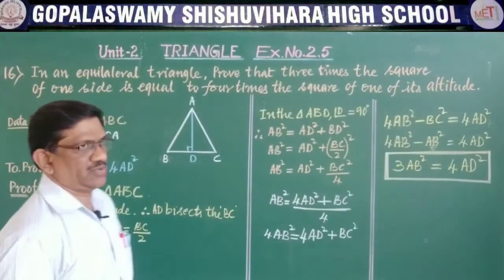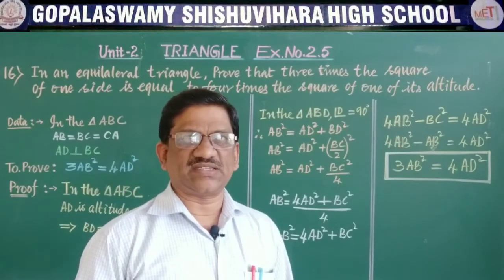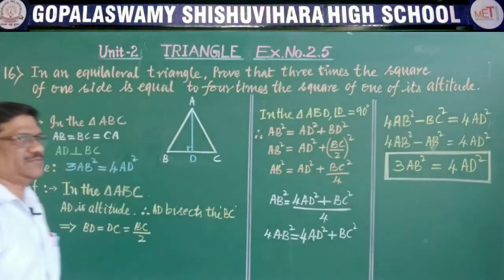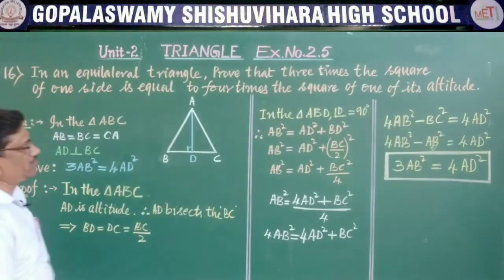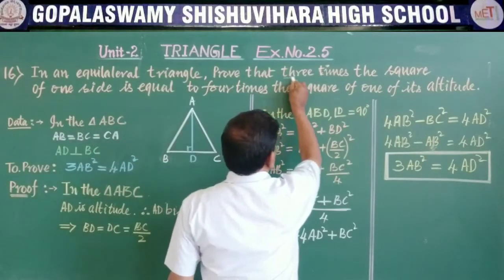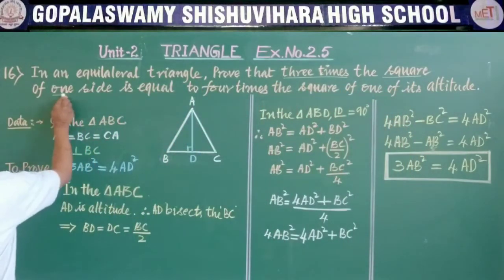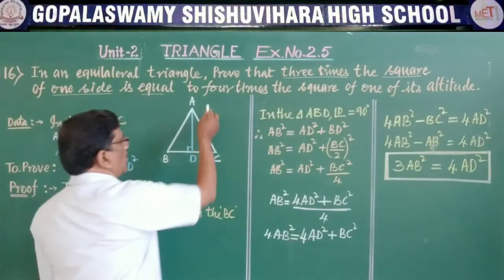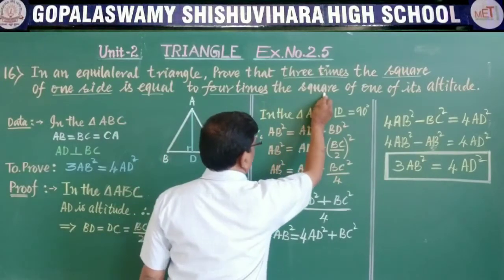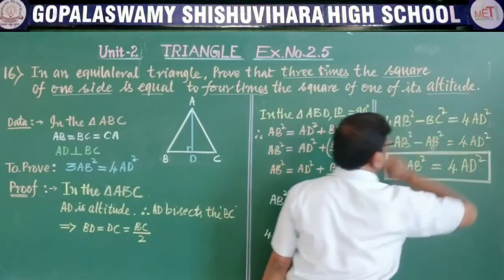Now, children, we shall learn how to prove the 16th sum. You see here, in an equilateral triangle, prove that 3 times the square of one side is equal to 4 times the square of one of its altitudes.